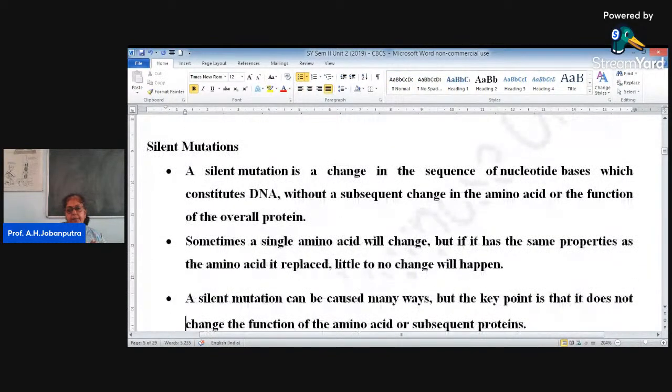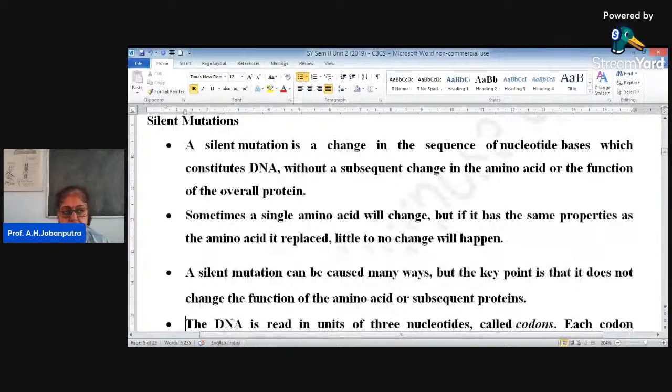Silent mutation. A mutation takes place in a base, but that is not going to affect the amino acid or the function of the protein. Then such a mutation is known as silent mutation. Sometimes one amino acid may change due to mutation, but that doesn't affect the protein. That is again silent mutation. Third type of silent mutation means it does not affect the function of the amino acid or the protein.